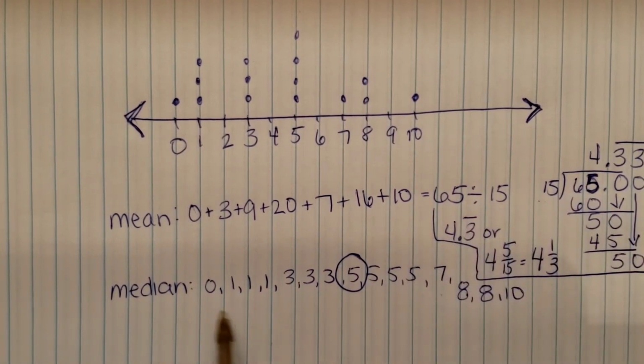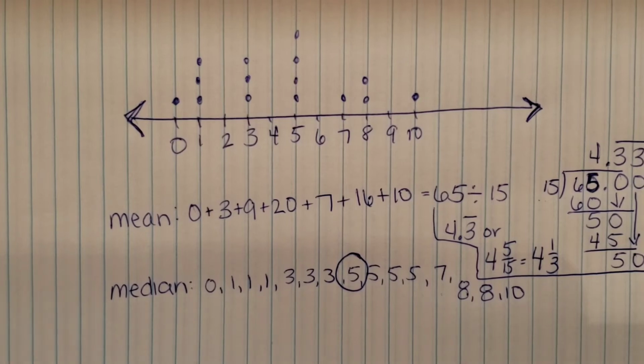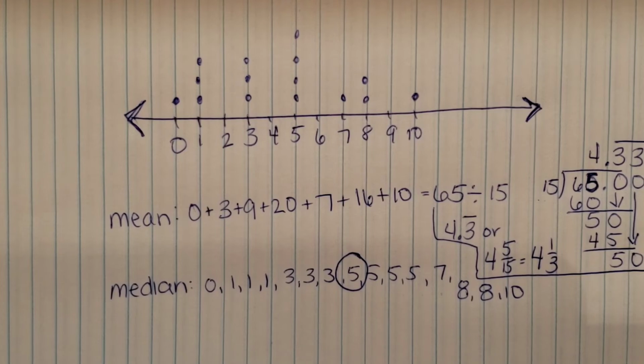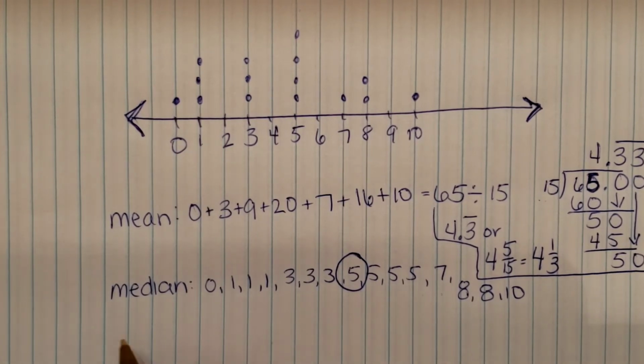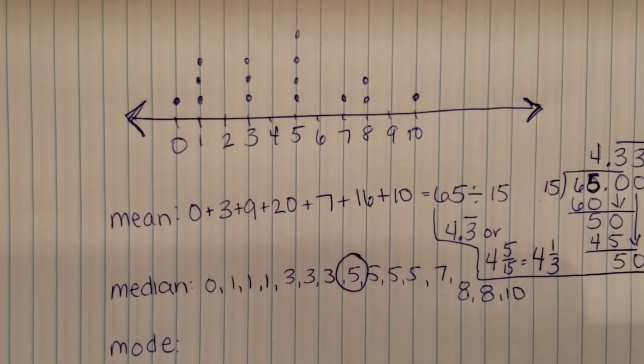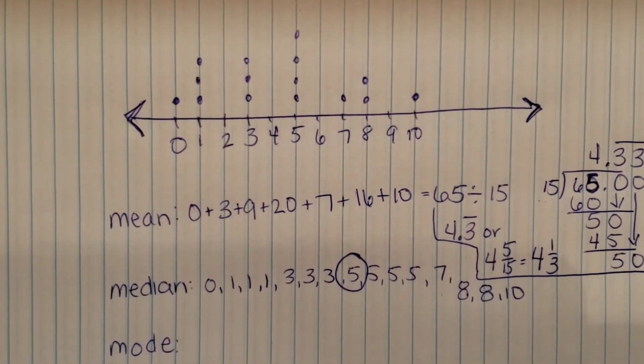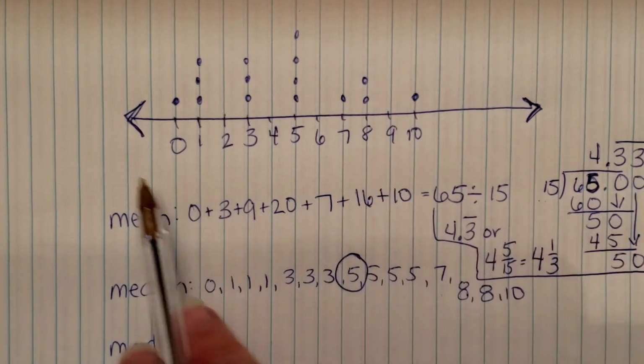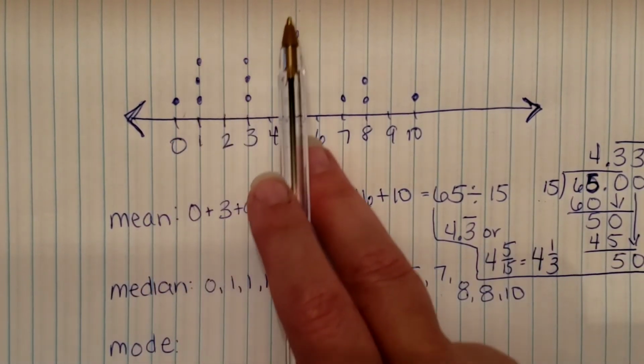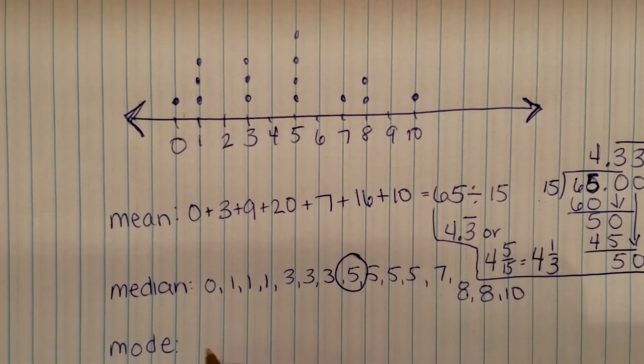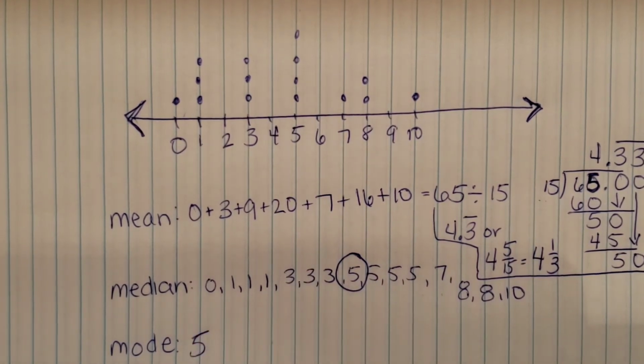I'm just going to double check that I should have 7 values on each side. 1, 2, 3, 4, 5, 6, 7. 1, 2, 3, 4, 5, 6, 7. Yes. So our median, our middle value, is 5. In addition to mean and median, you have mode. Mode is the number that occurs most often. This is really easy to see in a dot plot because it's going to be the one that has the most dots. If you look at your dot plot, right here at your 5 is where you see the most data. So our mode is 5.